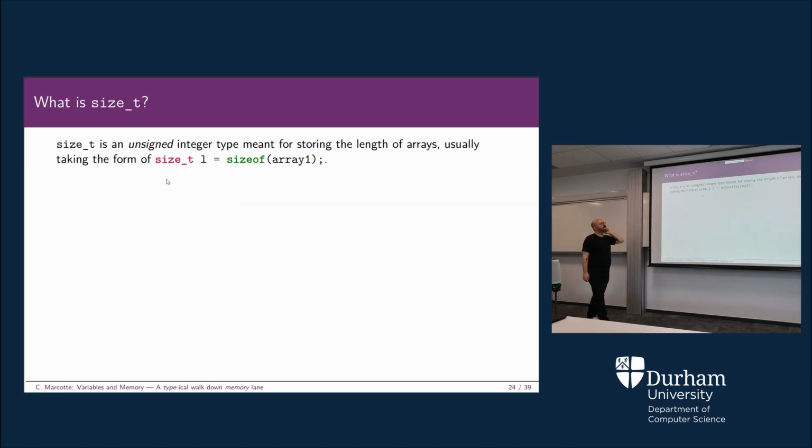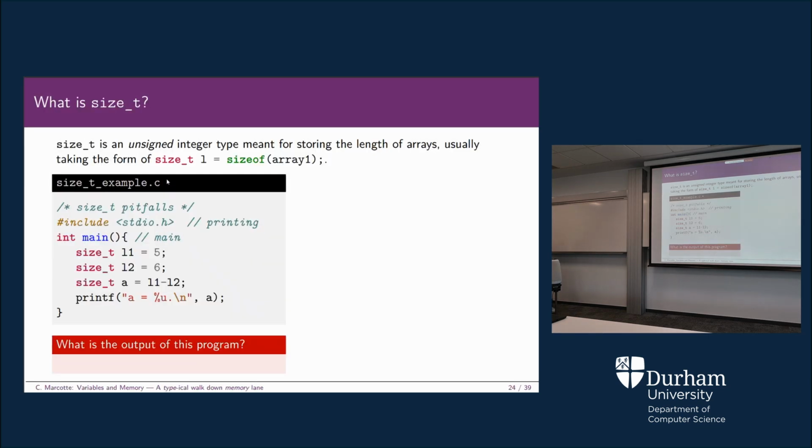So we've seen a size type once so far. If you haven't used C before, you probably haven't seen it before. You can think of size type as an unsigned integer type, which is really just meant for storing the length of arrays. You'll usually see it in code as size_t equal to sizeof some array. That's really what it's intended to be used for.